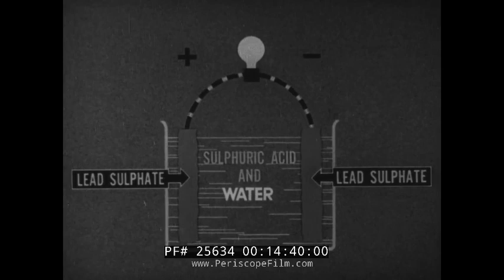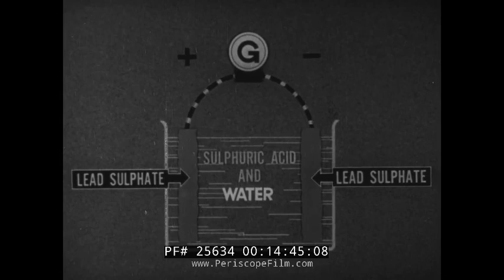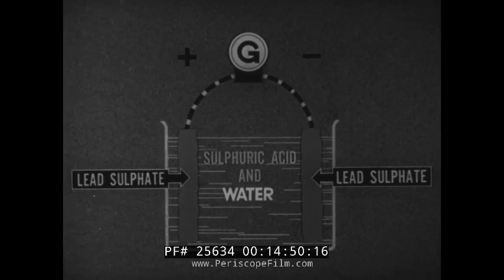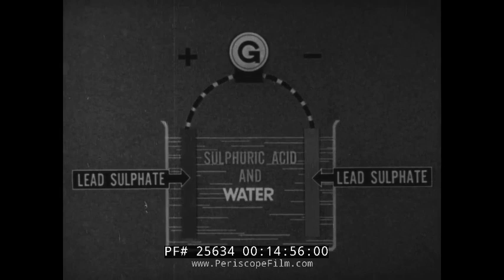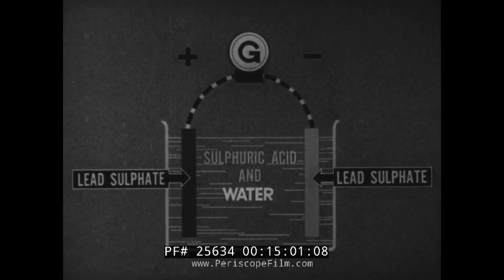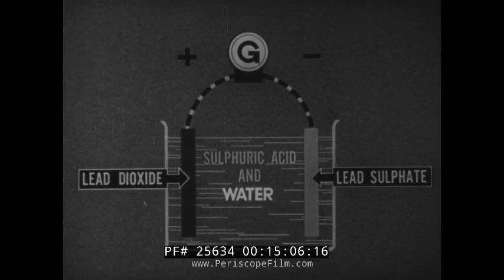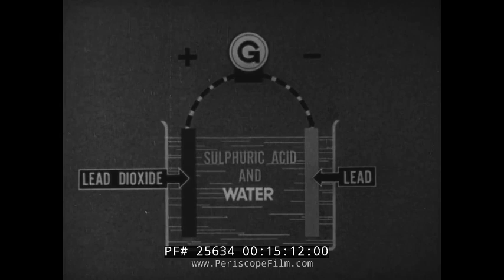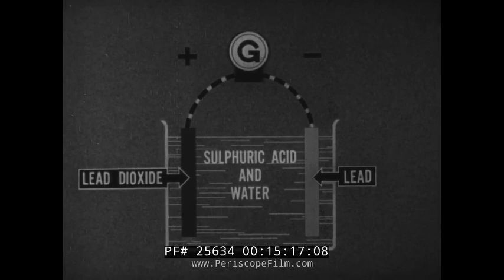To do this, replace the load with a DC generator. Hook it up so that it drives a current in the direction opposite to that during discharge. The generator provides sufficient electrical energy to completely reverse the chemical reactions in the battery. As a result, the positive plate again becomes lead dioxide, and the negative plate becomes lead. The sulfate driven off the plates into the water combines with hydrogen ions, becoming sulfuric acid in solution.